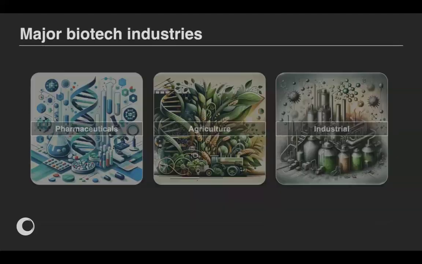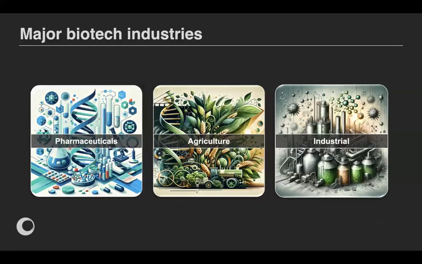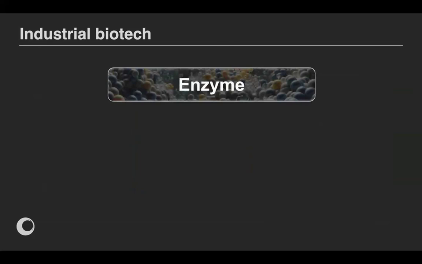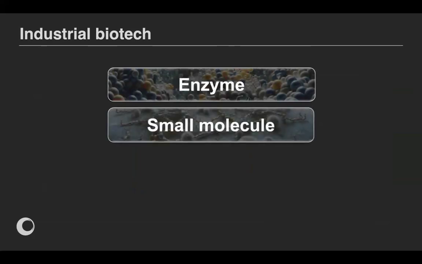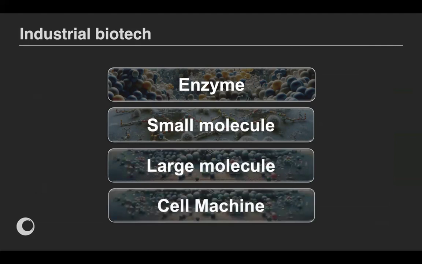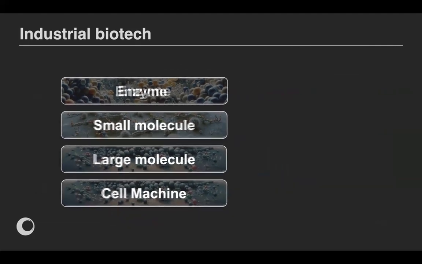And so that's going to wrap it up for the agricultural space. The third and final one that I'm going to go over is the industrial biotech space, which is the one that's growing the most and is the one that people are not looking into enough. This is going to be broken down into several different sectors. The first is enzyme. The second is small molecule. The third is large molecule. And the fourth, I'm going to coin this one "cell machine."